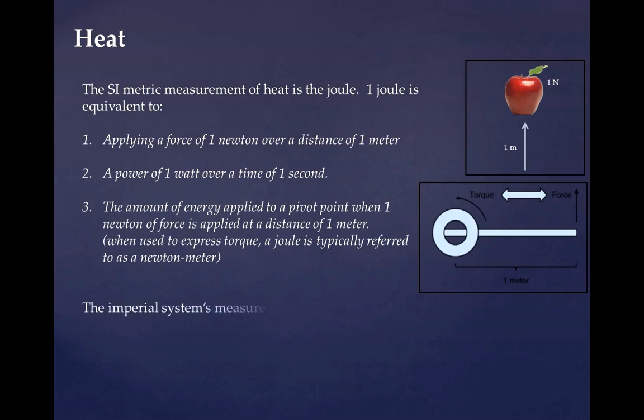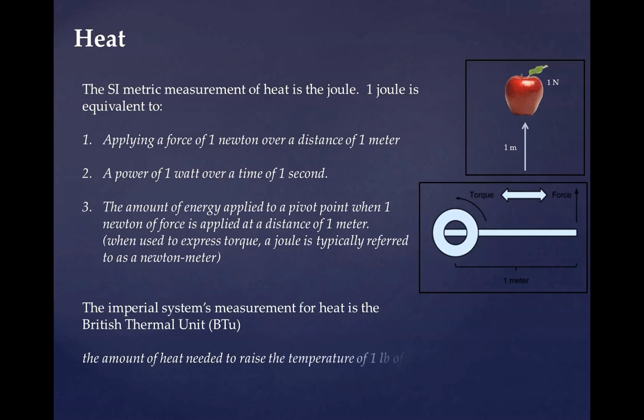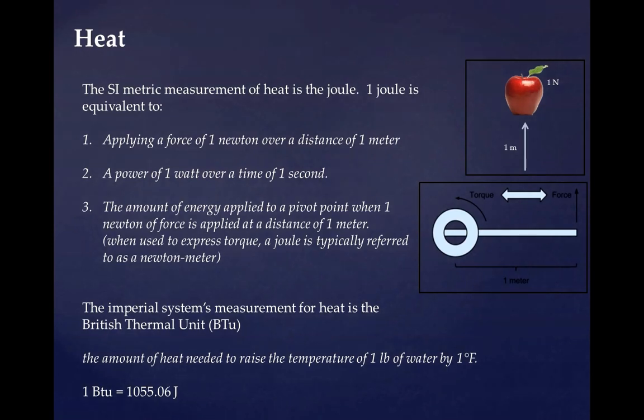The imperial system's measurement for heat is the British thermal unit. A BTU is the amount of heat needed to raise the temperature of 1 pound of water by 1 degree Fahrenheit. 1 BTU is equal to 1055.06 joules.